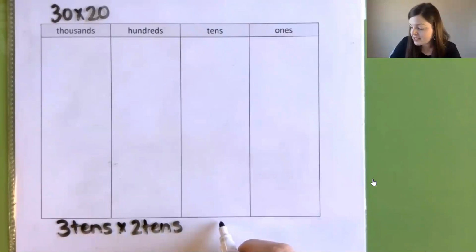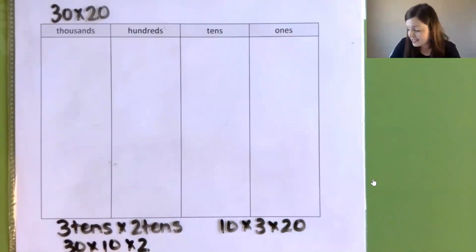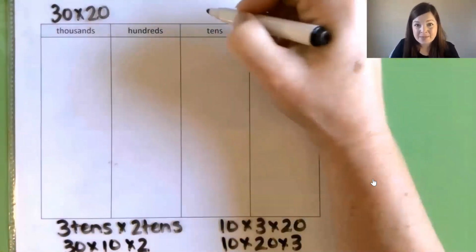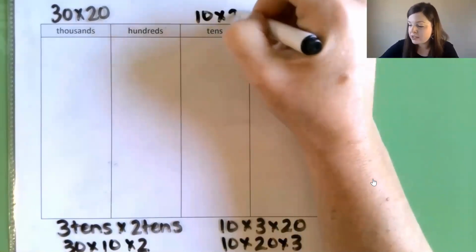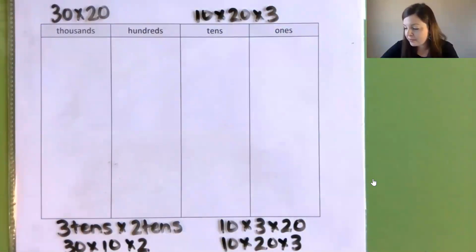We could express it as 10 times 3 times 20, so we decomposed the 30 into 10 times 3. Or we could decompose the 20, and we could write 30 times 10 times 2. Or we could express it as 10 times 20 times 3. Let's use 10 times 20 times 3 in the place value chart to help us solve 30 times 20.